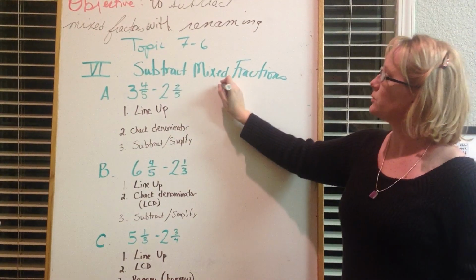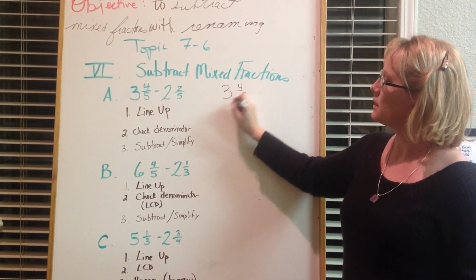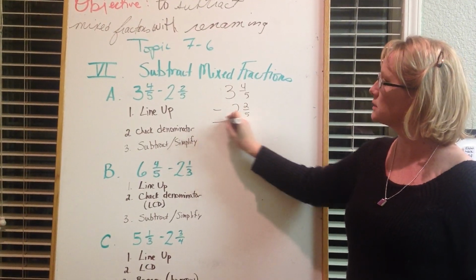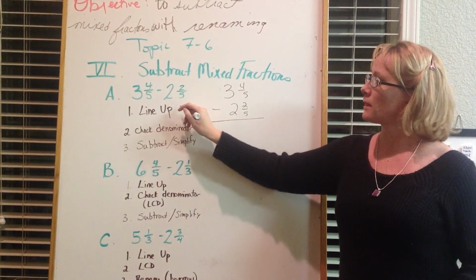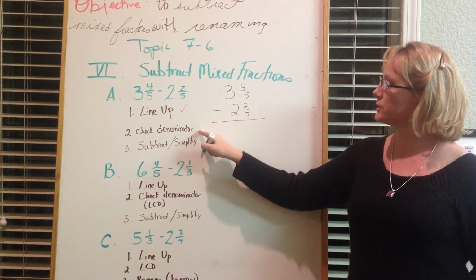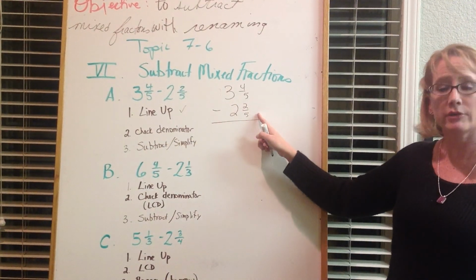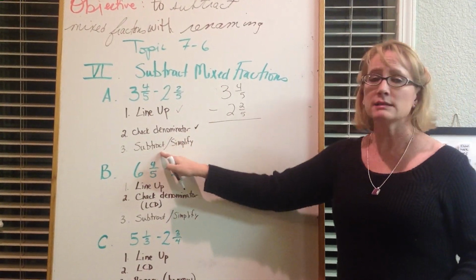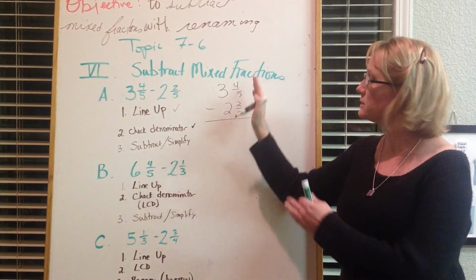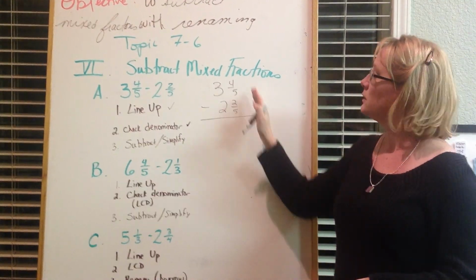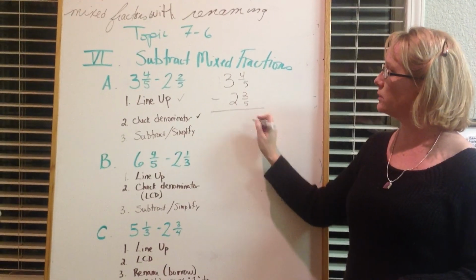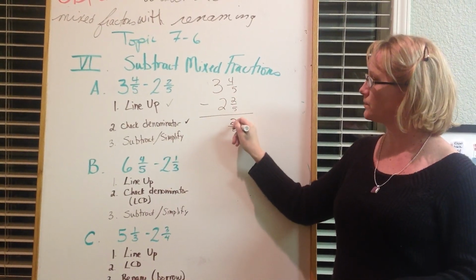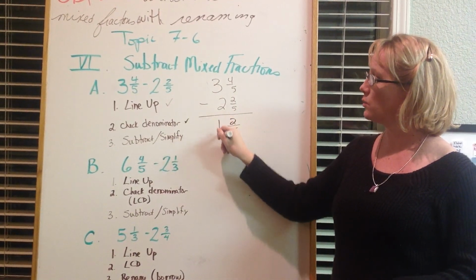So we're going to write 3 4/5 minus 2 2/5. And this will just be easier in a moment. So we lined it up, and now we need to check our denominators. Our denominators are the same. If our denominators are the same, then we can proceed. We're going to subtract and simplify. You need to subtract the fraction first. 4/5 minus 2/5, well, we rewrite our denominator. 4 minus 2 is 2, and 3 minus 2 is 1.